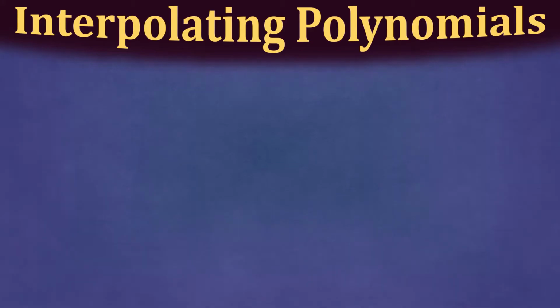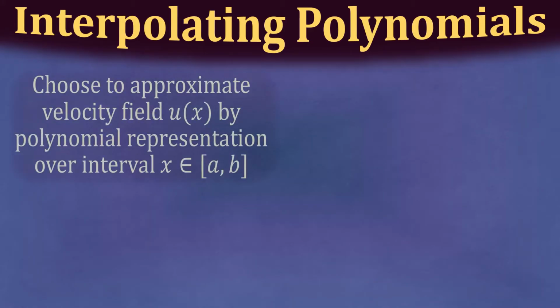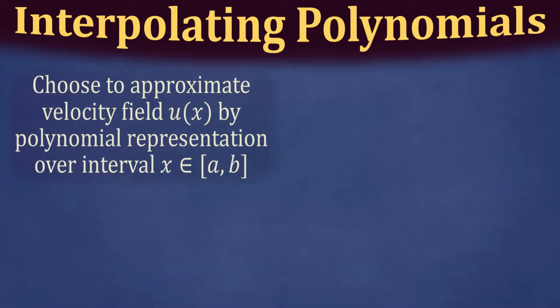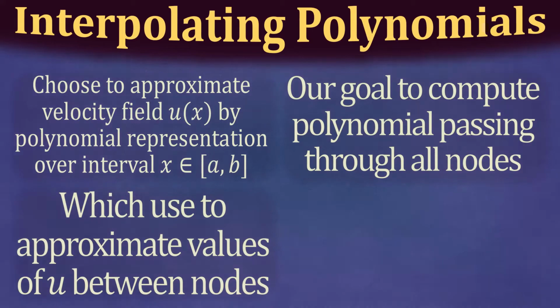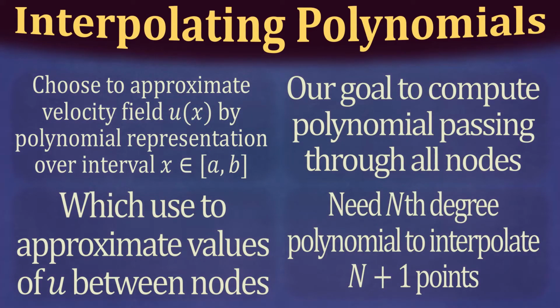Next, let's discuss interpolating polynomials. We choose to approximate the velocity field u(x) by a polynomial representation over an interval x from a to b. Our goal is to compute a polynomial passing through all nodes, which we can use to approximate the values of u between the nodes. In general, we need an nth degree polynomial to interpolate n plus 1 points.